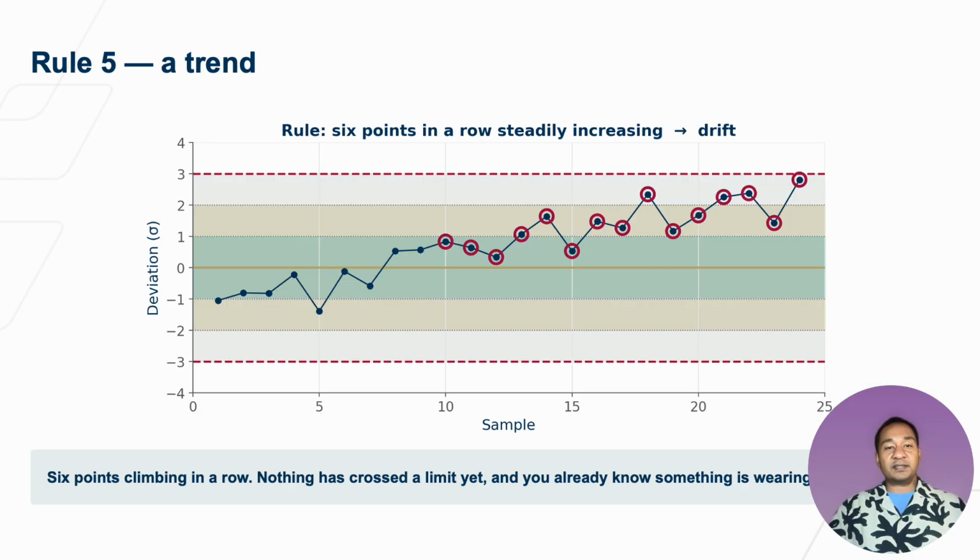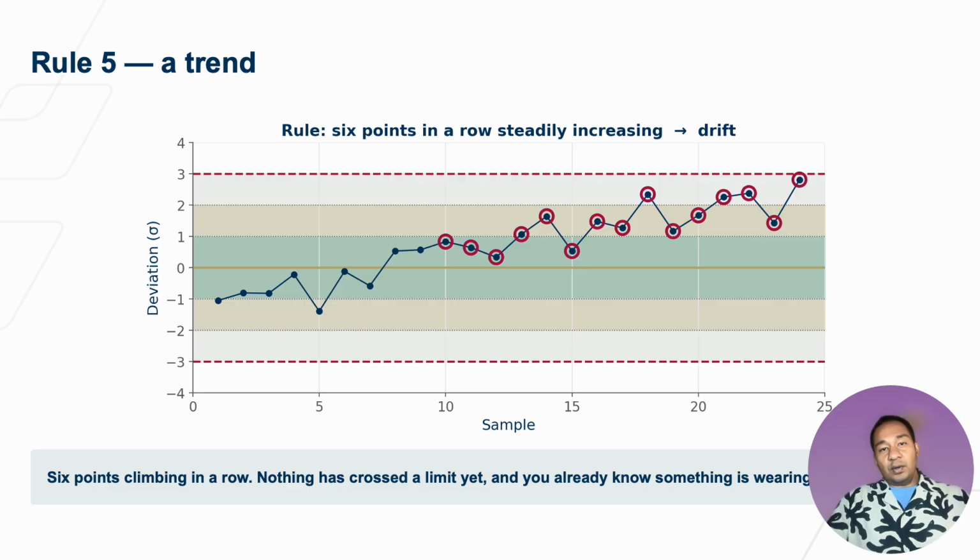Rule 5, 6 points in a row steadily increasing. Look at where the alarm fires. Nothing has crossed the control limit. The process is still comfortably within its band. The chart is already telling you something is wearing off. And that is the value of run rules in one picture. Rule 1 is a detector of things that have already gone wrong. Rule 5 is a detector of things that are going wrong. On consumable driven steps, CMP, sputtering, and anything with an erosion mechanism, this rule frequently gives you enough warning to schedule the maintenance rather than have it scheduled for you.